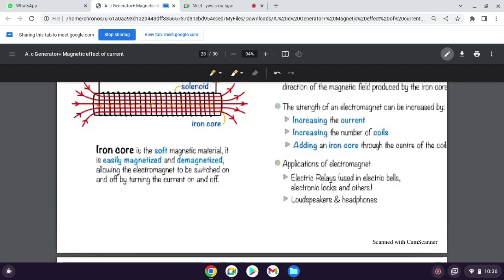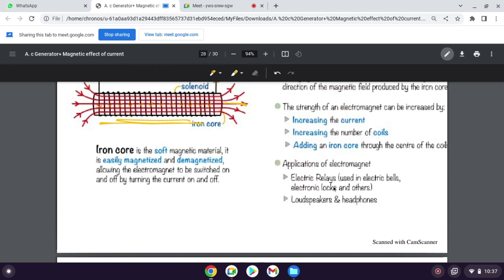If we want to increase the strength of an electromagnet, it can be increased by these 4 important steps. Increasing the current: when we increase the voltage, increase the power, the electromagnetism will increase. Increasing the number of coils: if we increase these turns of coils, they will have a larger flux. Adding an iron core through the center of the coil, like this. Okay.